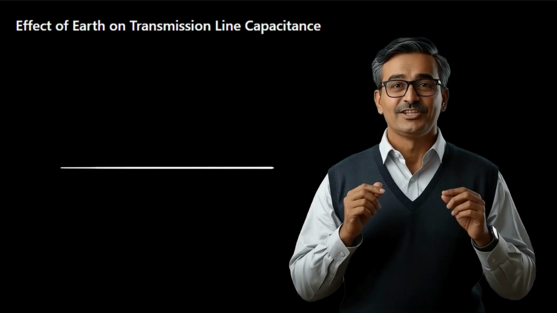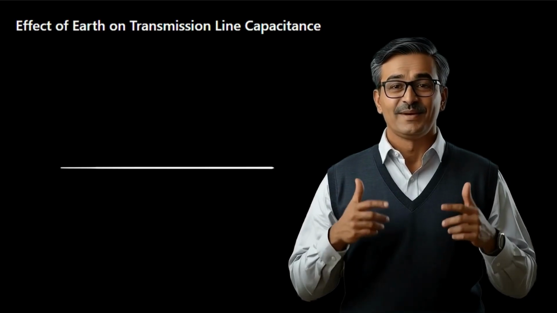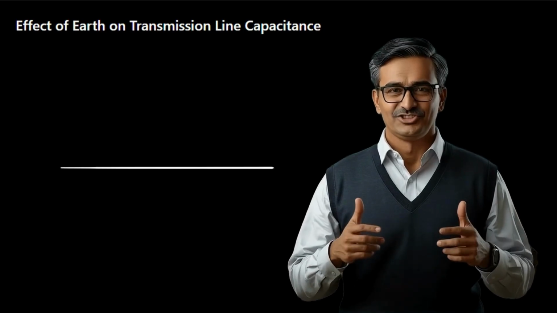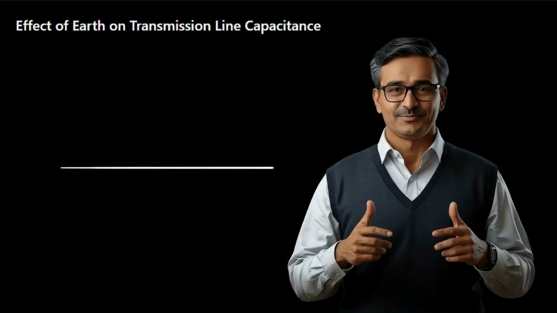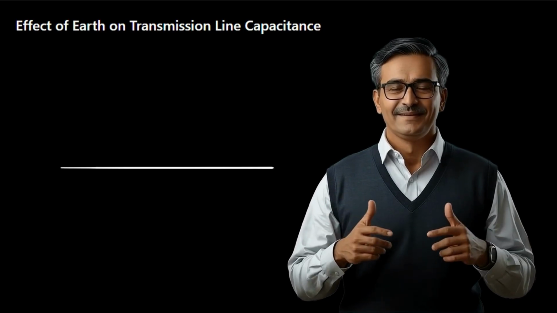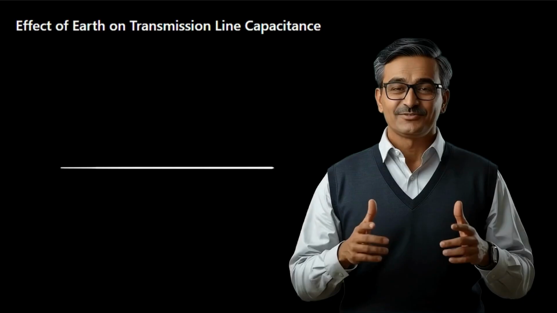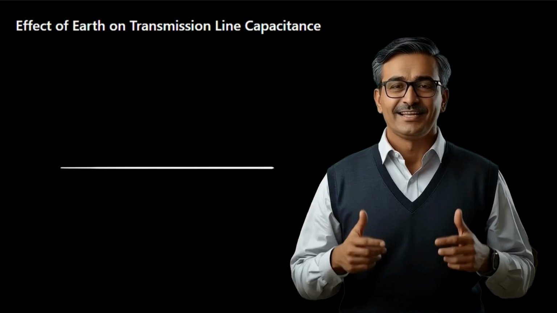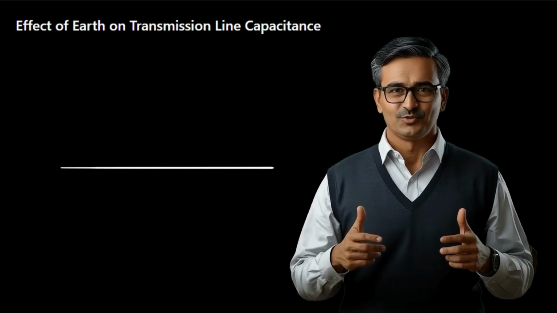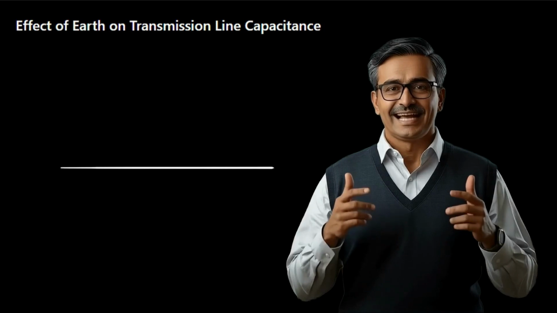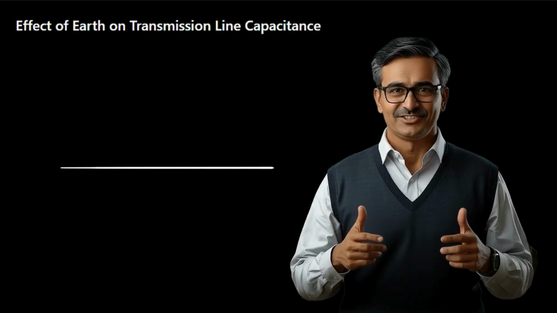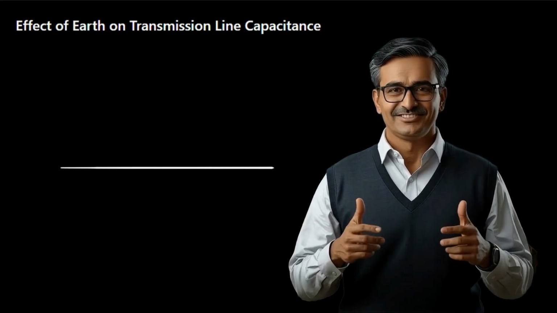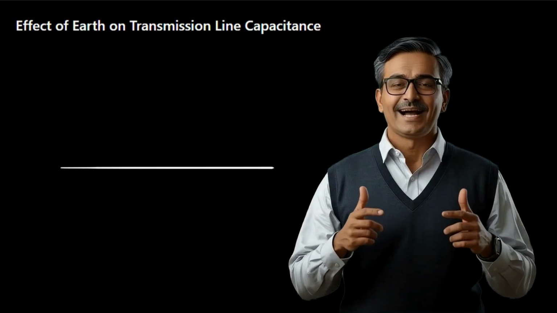Let's begin with a simple question. When a transmission line is installed, where are the conductors located? They are suspended high above the ground. Now, is the ground just empty space? No. The earth behaves like a very large conducting body. Since it is connected to ground potential, its voltage is always considered zero. Because of this, the electric field produced by the transmission line does not remain the same as it would in free space. The earth modifies the electric field, and as a result, the capacitance of the transmission line also changes. So, if we want an accurate value of capacitance, we must include the effect of the earth in our calculations.